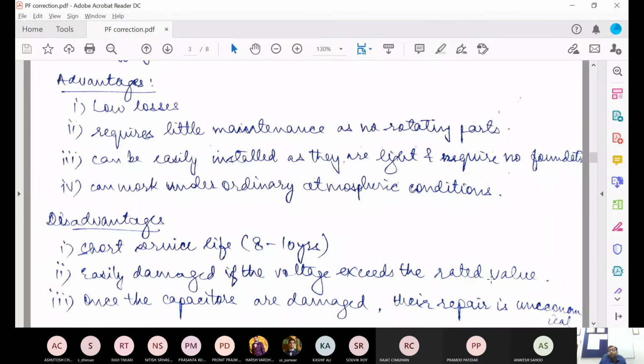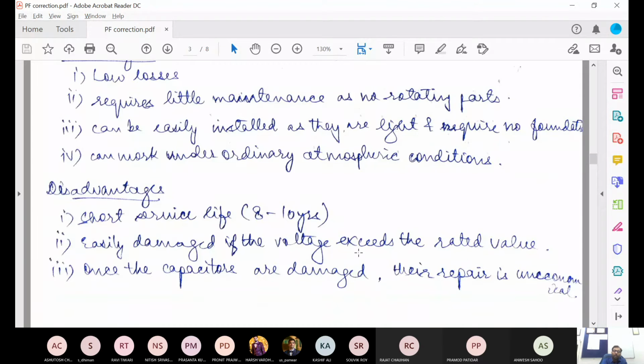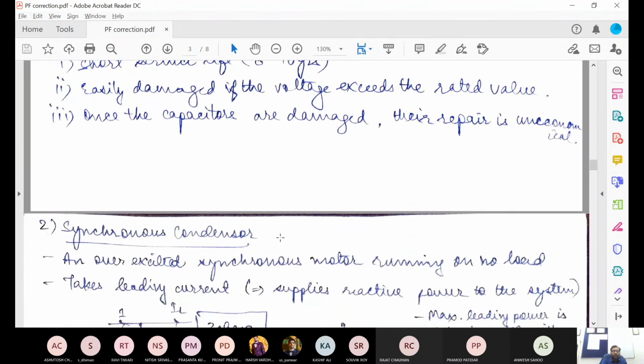So that is one thing: they are delicate in the sense that if the voltage exceeds a particular value, obviously there will be some safety margin above the rated value, but if it goes above that, then it gets damaged. And once the capacitors are damaged, their repair is uneconomical. So if it is getting damaged, the only viable economical option is to replace it. So those are a few of the disadvantages.